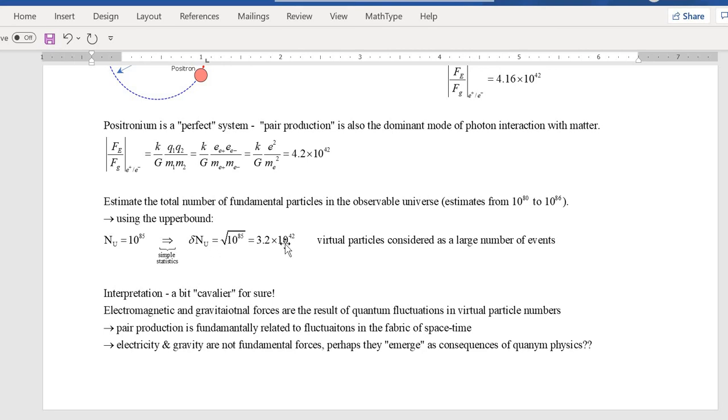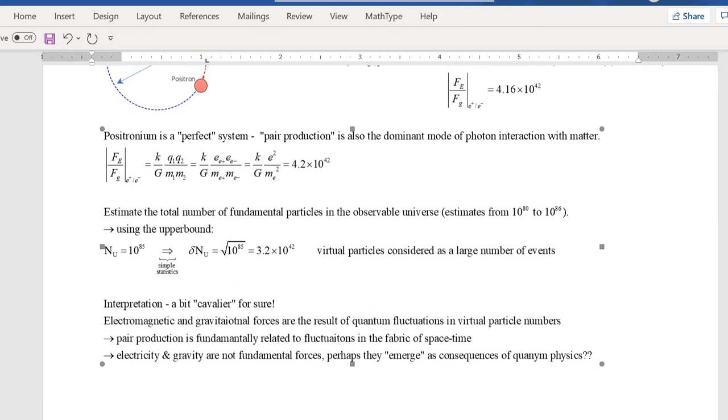So the square root of that number, notice that that's about the same as the ratio of electric to gravitational force for positronium. So here's a cavalier interpretation, cavalier for sure. That kind of suggests maybe that electromagnetic and gravitational forces are the result of quantum fluctuations in the virtual particle numbers. So basically, pair production is fundamentally related to the fluctuations in the fabric of space-time. And then furthermore, we might think, well, maybe electricity and gravity are not fundamental forces after all. They just emerge as a consequence of quantum physics.